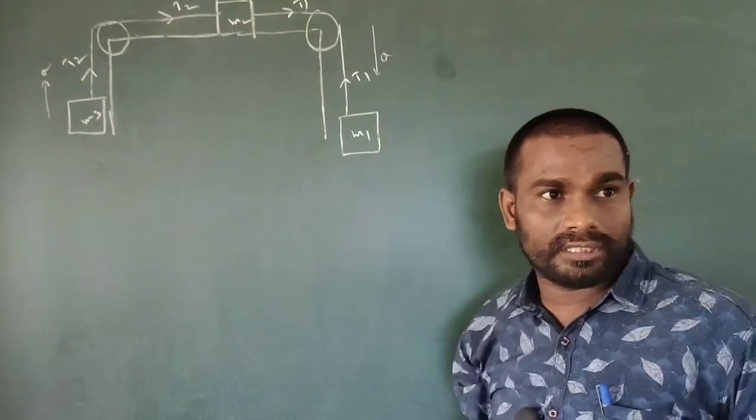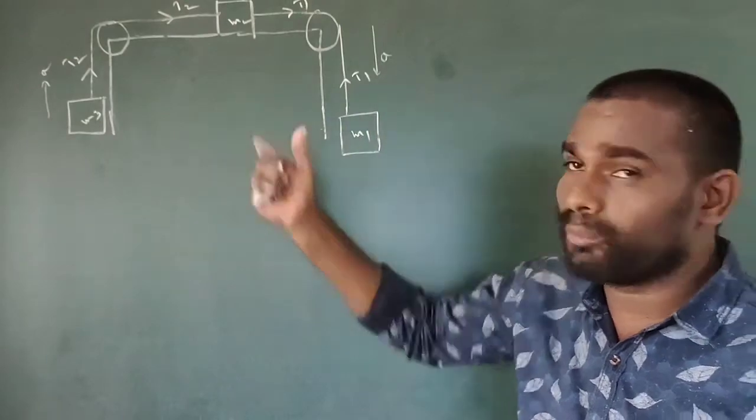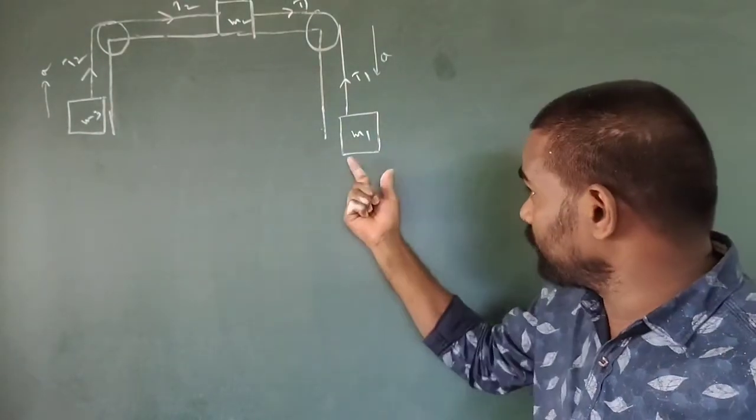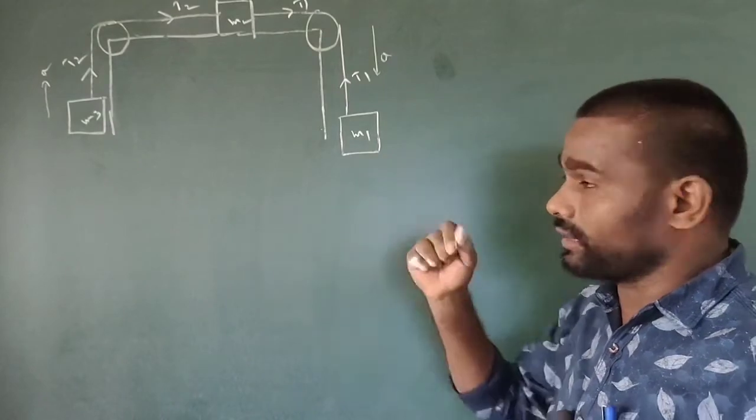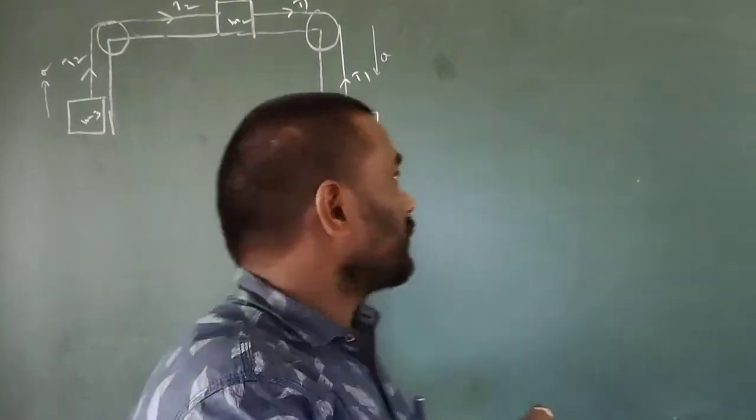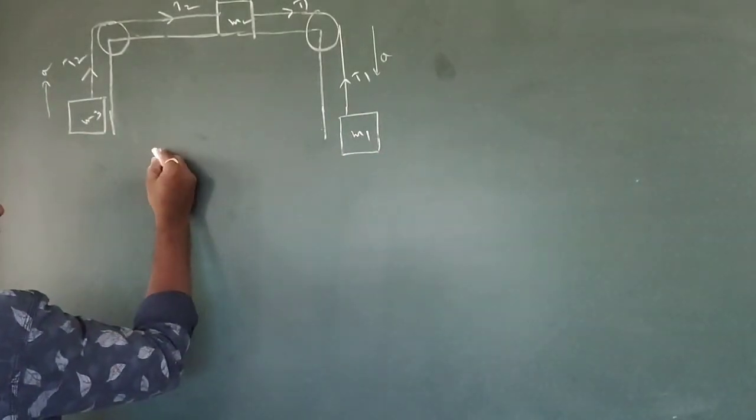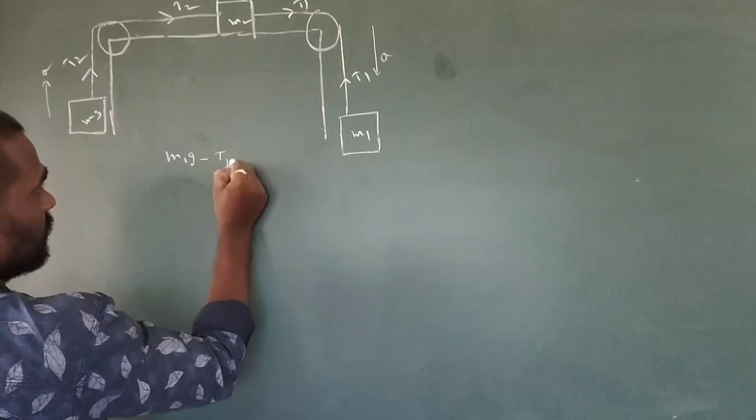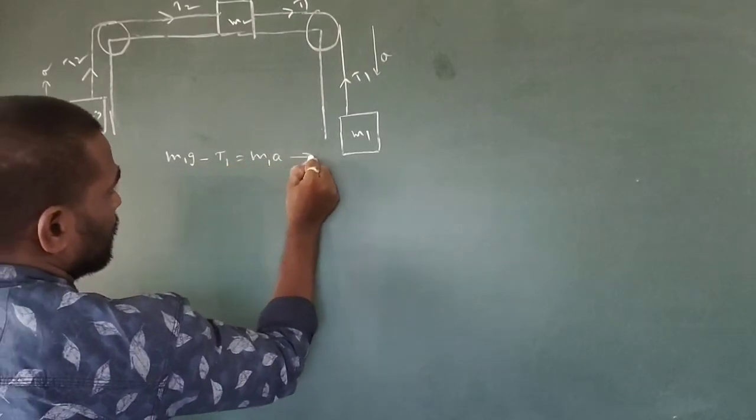From these three bodies, the weight of the body is always acting vertically downward. That's why the m1 mass is moving downward. The net force acting on the first body is m1g minus T1 is equal to m1a. That is equation number 1.